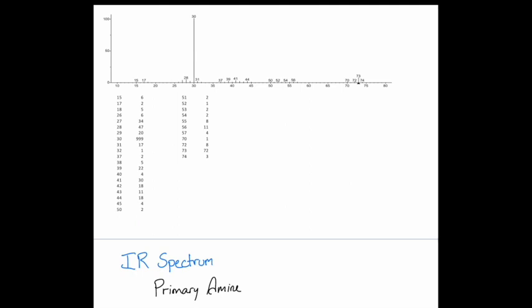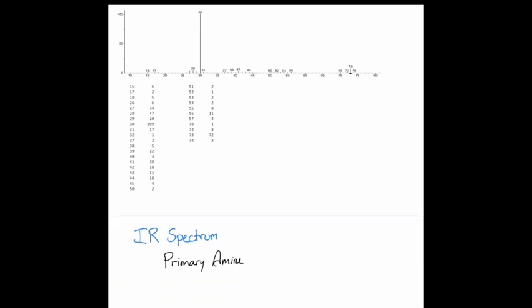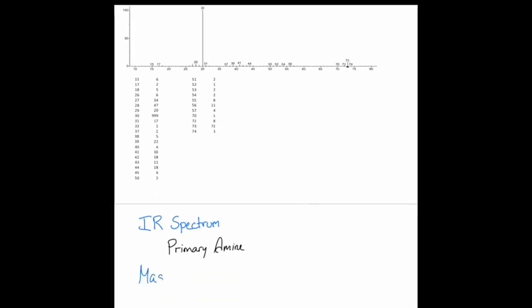All right. So now we're going to analyze our mass spec, and our end goal here is going to be our molecular formula. Okay. Again, we know from our IR that we have a primary amine.